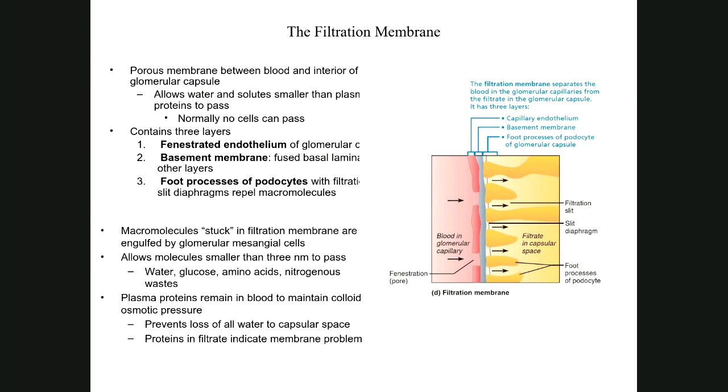It allows molecules smaller than 3 nanometers to pass: water, glucose, amino acids, nitrogenous waste. Normal cells cannot let glucose pass; it's too big for the plasma membrane and needs a transporter. But this filtration membrane lets glucose pass, while preventing loss of all the water to the capsular space. And proteins in the filtrate indicate membrane problems if you find them.